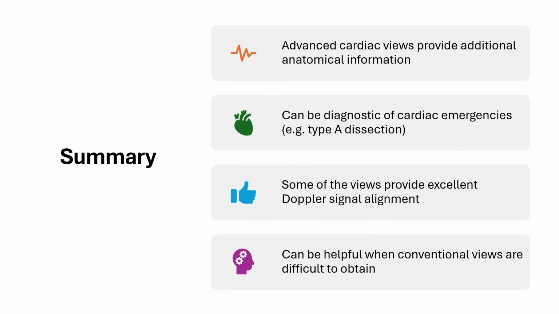So in summary, advanced cardiac views provide additional anatomical information. They can be diagnostic in certain scenarios of cardiac emergencies, such as, for example, suprasternal view in type A dissection or presence of pulmonary clots via right ventricular outflow views. Some of the views provide excellent Doppler signal alignment for certain measurements, such as, for example, apical five-chamber view for gradients of the aortic valve and LVOT velocities. These views can be helpful when conventional ones are difficult to obtain.